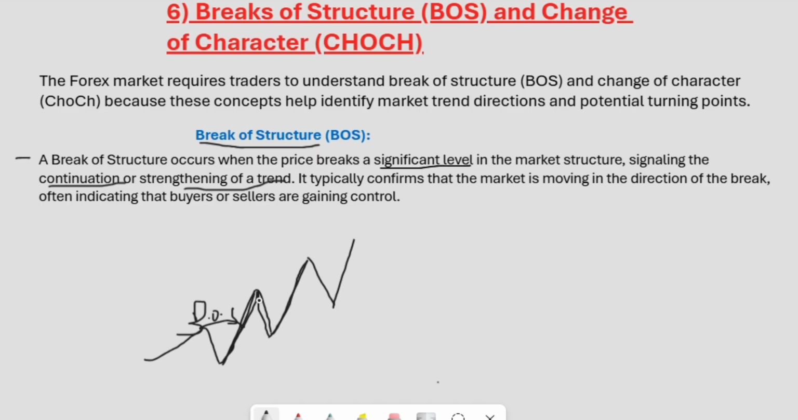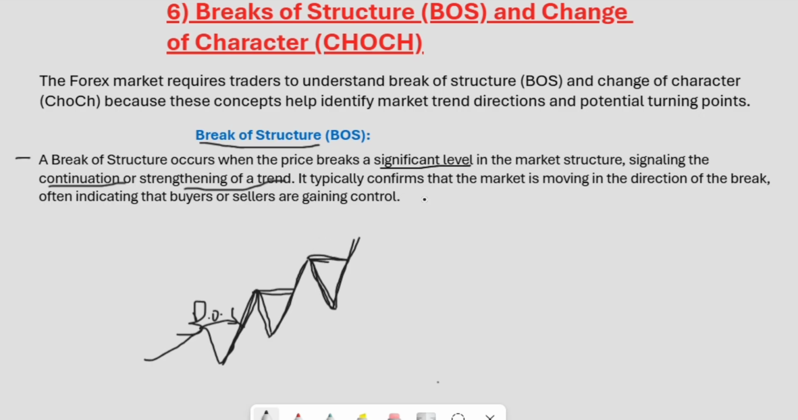to break this swing high. When price breaks this swing high, this level is called a break of structure or BOS. Then price climbs up, continuation or strengthening of a trend. Then price starts to show retracement. After that, price comes and grabs this swing high. After grabbing this swing high, we mark this level as a break of structure.